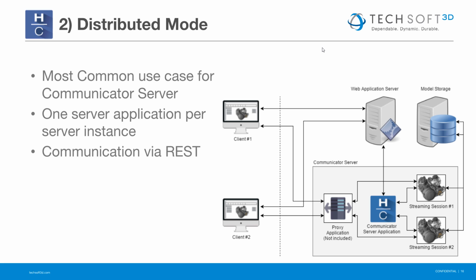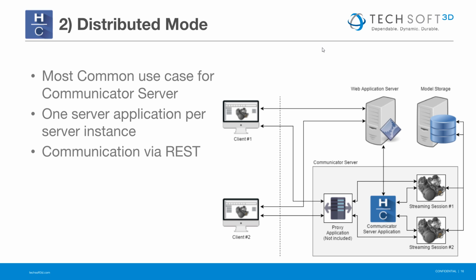So distributed mode is the most common use case for Communicator. And in this mode, we have one server application per server instance. So what that means is that every time you create a virtual machine that's going to be a viewing server, you're going to have this entire deployment on each one. So each viewing server is designed to be independent of all other viewing servers so that you can add and remove them as necessary. Now, what this means is that all the communication with this server is going to be done in a generic way via REST.